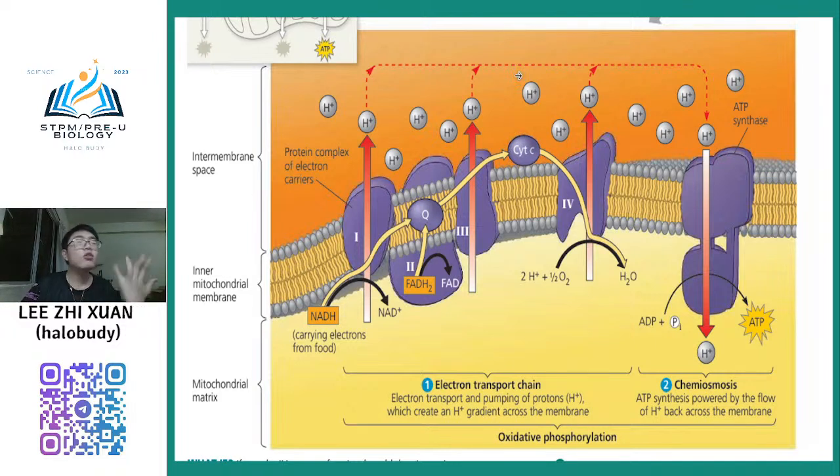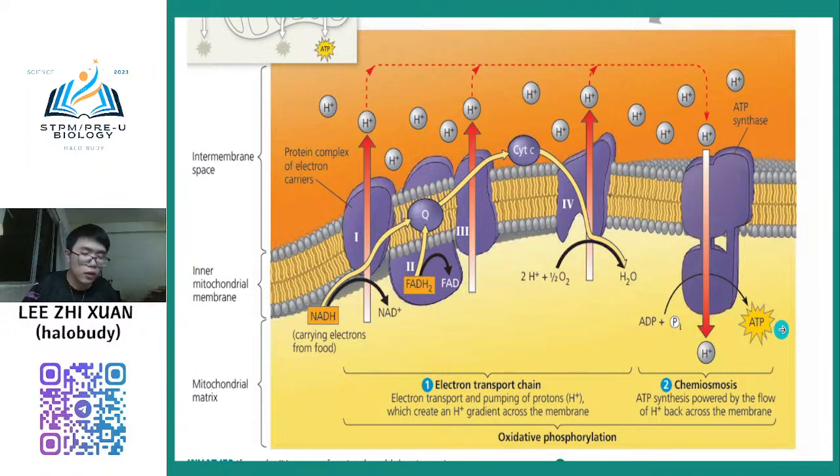Kenapa nak create electrochemical gradient? Because it need to produce ATP. Siapa yang produce ATP? ATP synthase. So, ATP synthase macam mana provide ATP? Inilah hydrogen ion. The hydrogen ion will move down the concentration gradient toward the ATP synthase, then it will provide energy to ADP. So ADP can undergo phosphorylation to ATP.